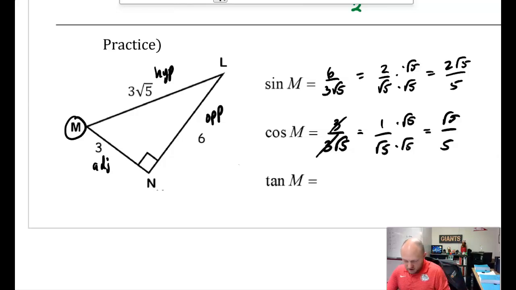And last, tangent of M. This is going to be opposite over adjacent. So again, opposite is 6 over 3, which is 2.